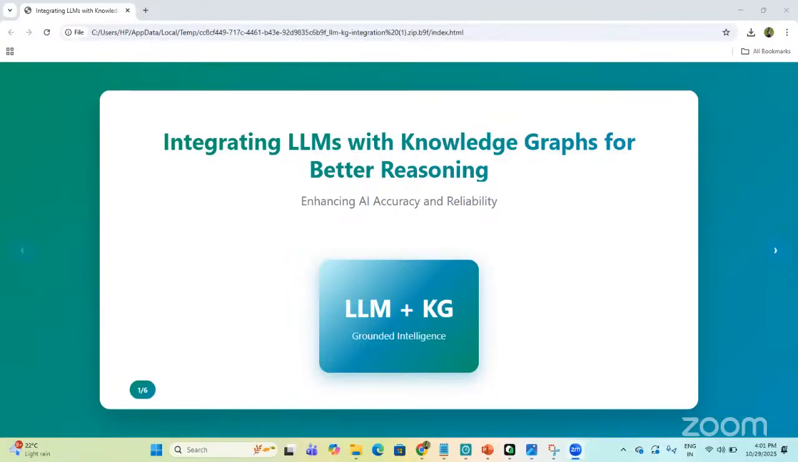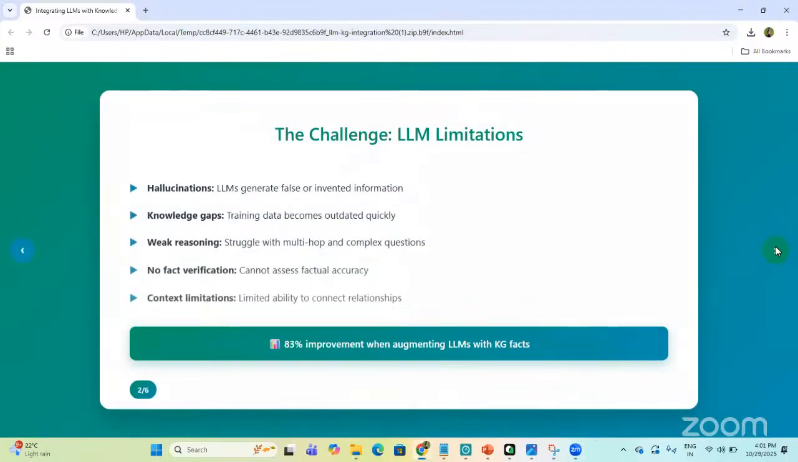So today we will be discussing integrating large language models with knowledge graphs for better reasoning. We will explore how we can significantly improve the reasoning abilities of LLMs by integrating them with knowledge graphs. Though LLMs are very good at generating natural language, they often struggle with accuracy. By connecting them to a structured knowledge graph, we can create grounded and reliable intelligence. Moving forward, we will see the different challenges and limitations an LLM has.